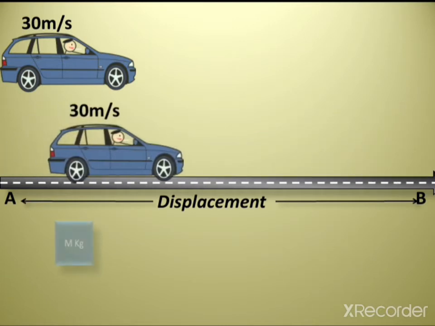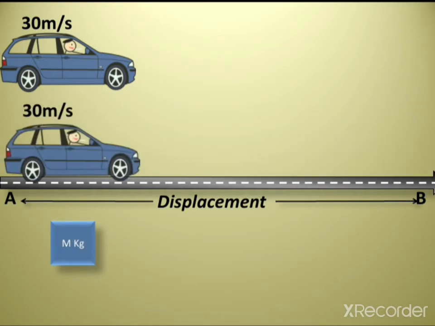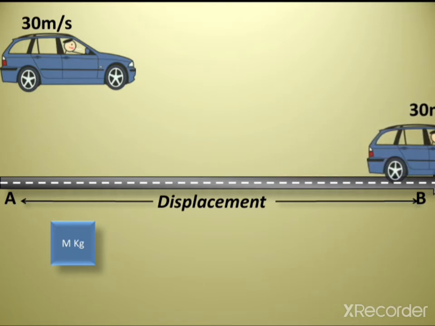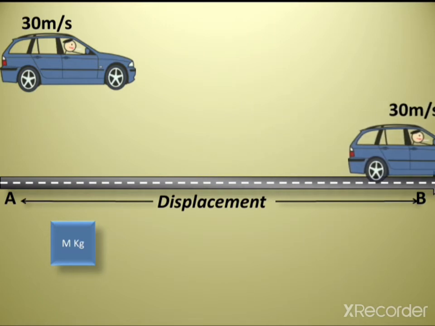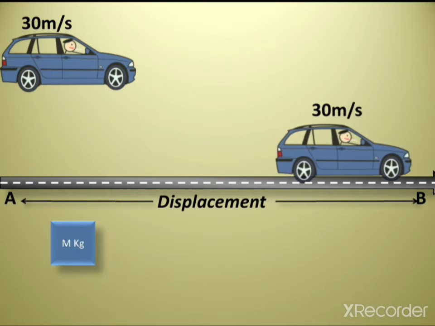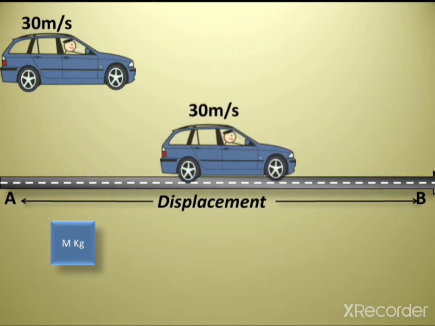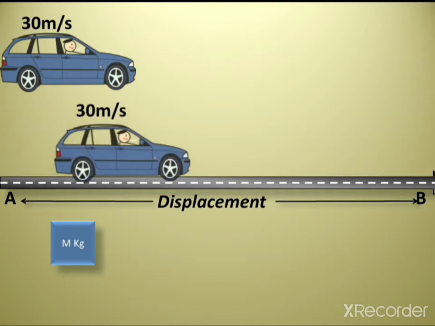Another example is that suppose this is a block having a mass m kg. So you know what is mass? Mass is the substance of the body, the amount of substance of a body, and it has only the magnitude along with the proper unit of measurement of mass. So it is a scalar quantity.